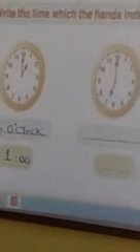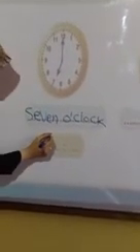Okay. Here, what is the time? That's right, 7 o'clock, because the short hand stands on 7 and the long hand stands on 12. 7 o'clock. Can you write it the digital way? Okay, write 7 and here 0, 0.